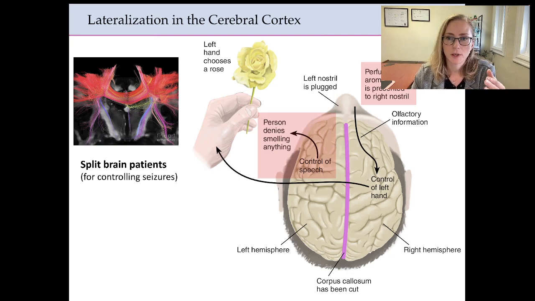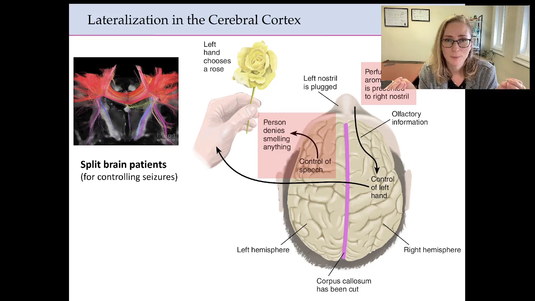So if they were to try and communicate verbally, they would say, I didn't smell anything. But what you can do then, instead of asking the person to say what happened, you can let them use their hands. So again, right brain controls the left side of the body. So instead you tell the person, point to the object that you just smelled.